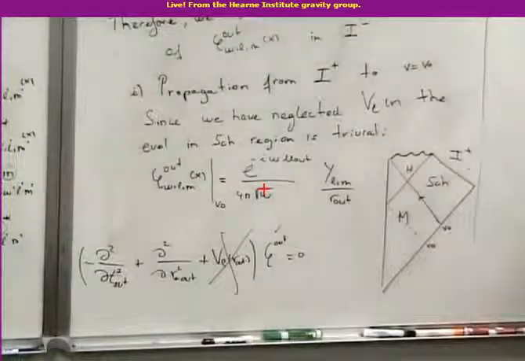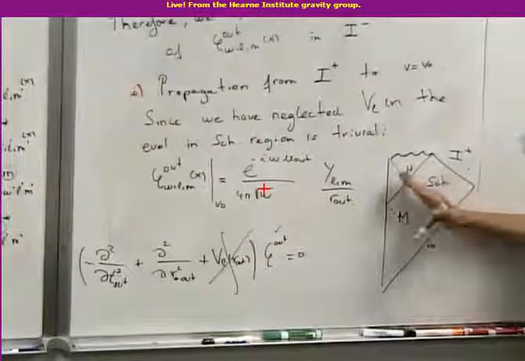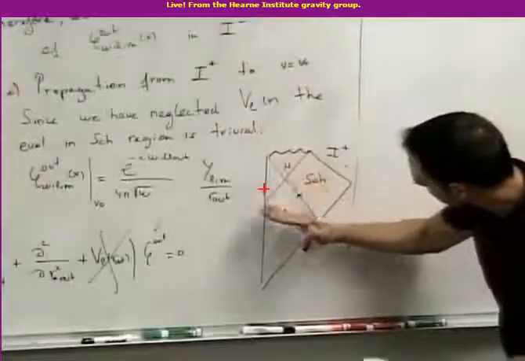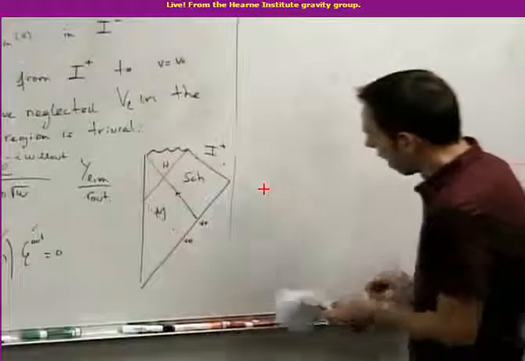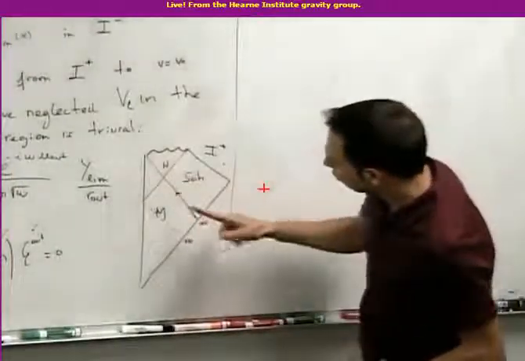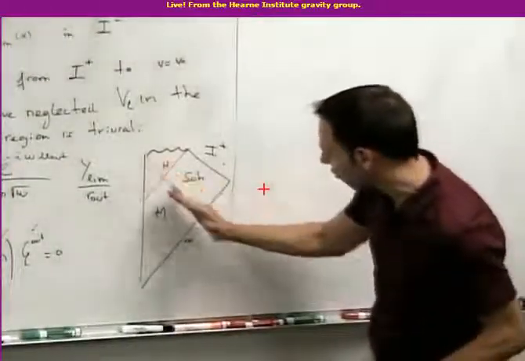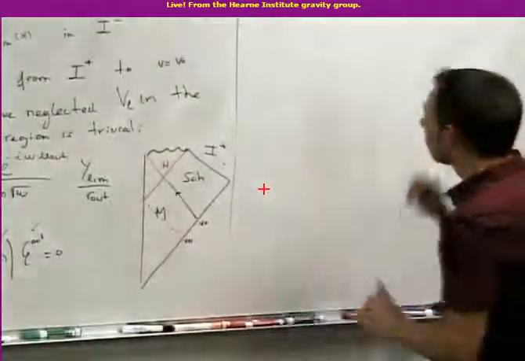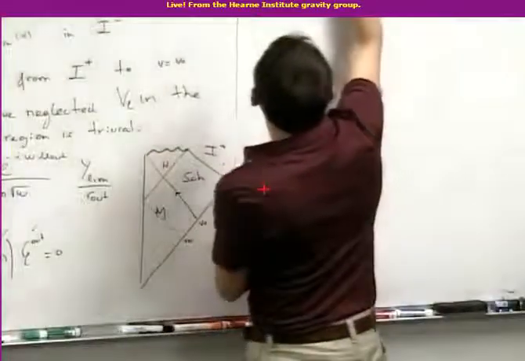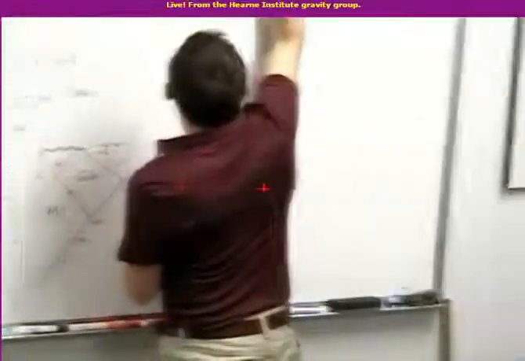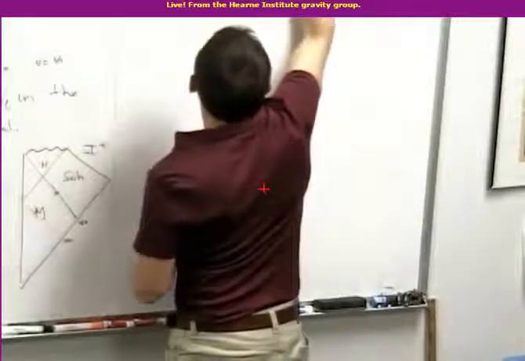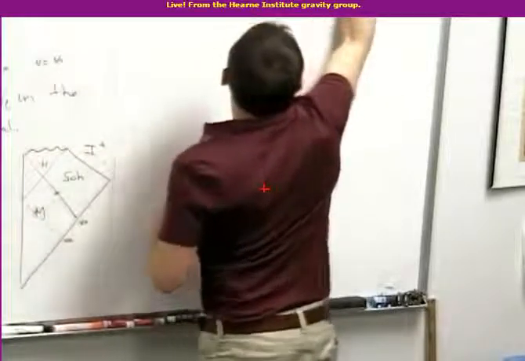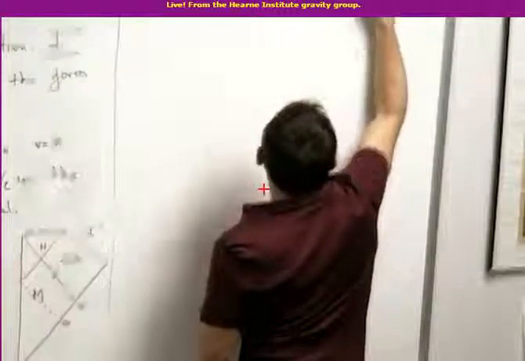Second step, we reached the division between Schwarzschild and Minkowski, so we have to use another solution in Minkowski and use matching conditions on that hypersurface. So now, matching conditions at V naught.